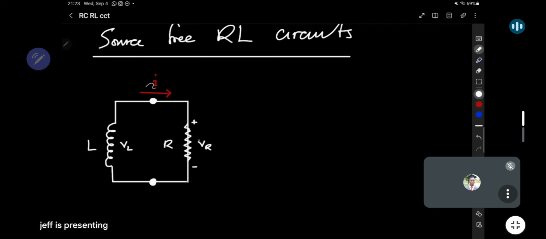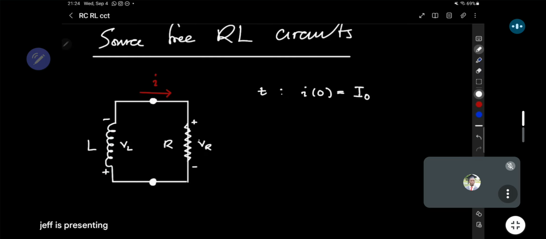Since current is flowing in the clockwise direction, we expect the inductor to be positive on this side and negative on the other. When evaluating such a problem, let's take it that at time t equals 0, just when we start observing our time, the current in the line is equal to some initial current. Let's take it as I0.